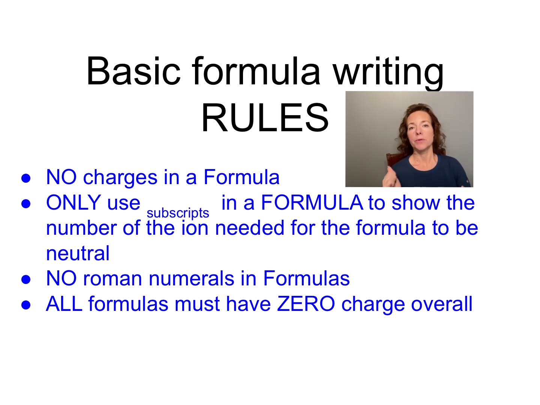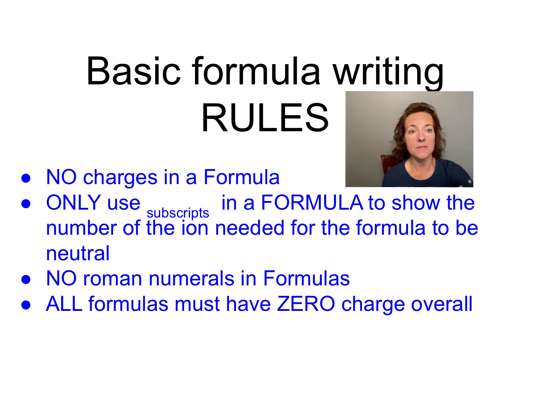So basic rules. We don't write any charges in a formula. We use subscripts in the formula to show how many we need of each ion in order to get that charge balanced over to zero. We also don't put Roman numerals in formulas. The only thing that goes in formulas is the symbols and then those subscripts, okay? We want to make sure that our formulas have zero overall charge when we're dealing with ionic compounds. So if something has a +1 charge and the other one has a -2 charge, we have to have enough of each ion to have a zero overall charge.